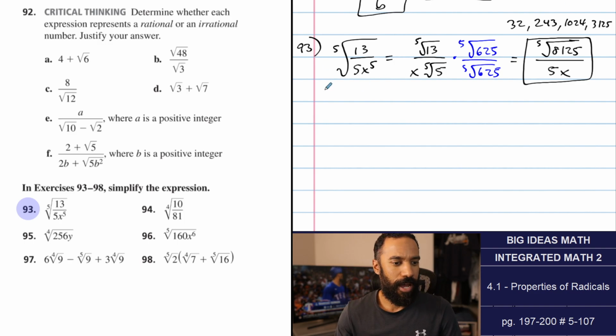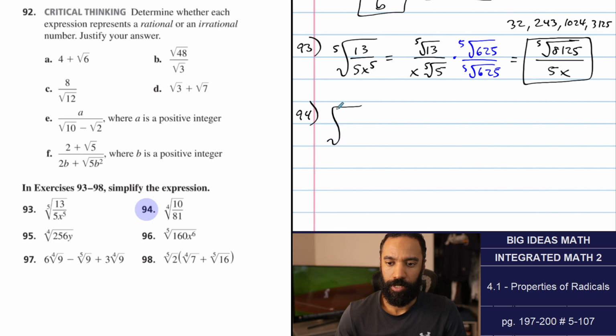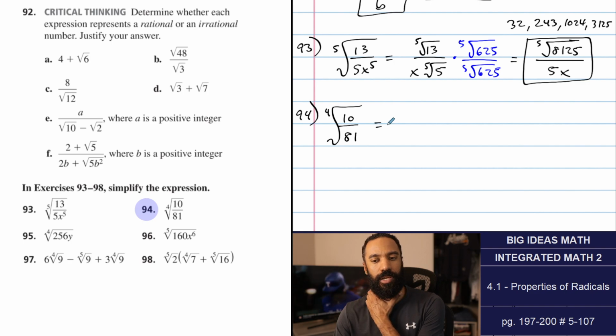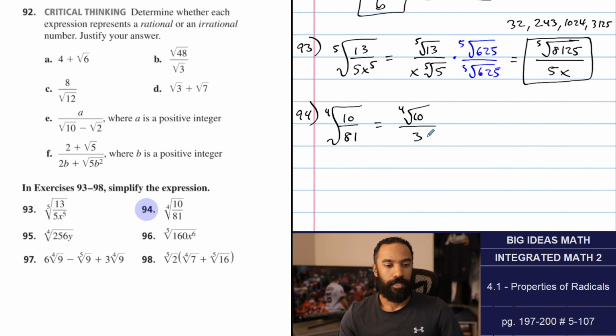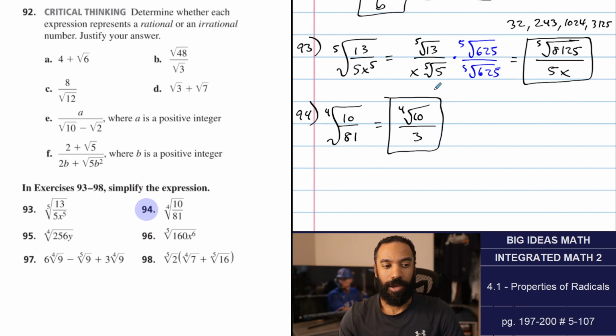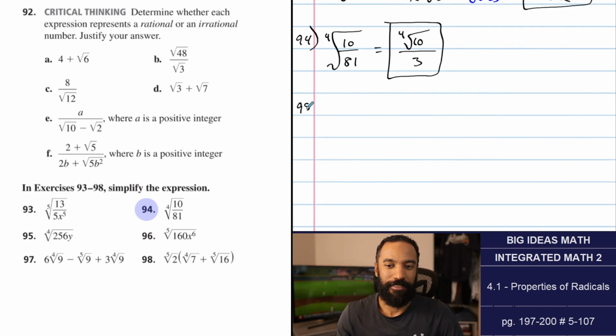All right, number 94. We have the 4th root of 10 over 81. All right, this is the 4th root of 10 over the 4th root of 81. The 4th root of 10 does not simplify. The 4th root of 81 is 3. I mean, I'm done on that one. That was a lot faster than the previous problem. That's it.